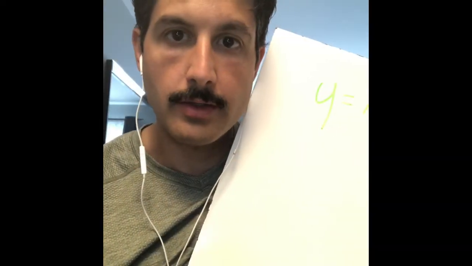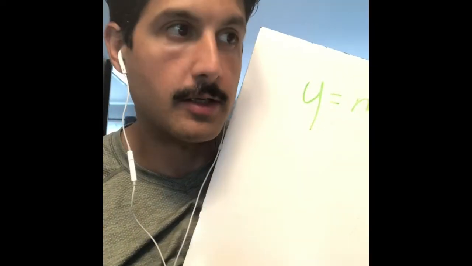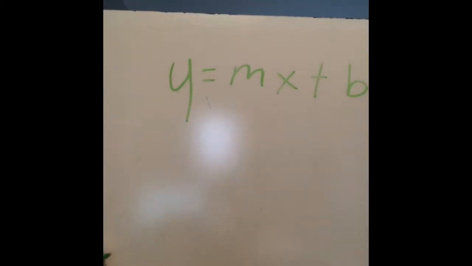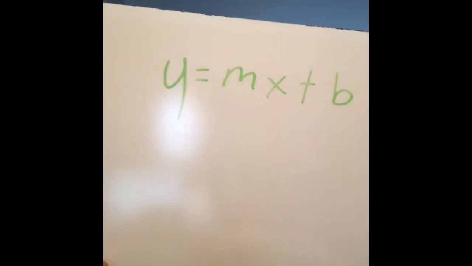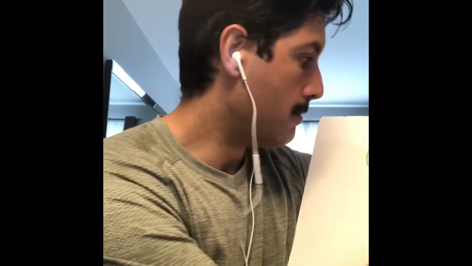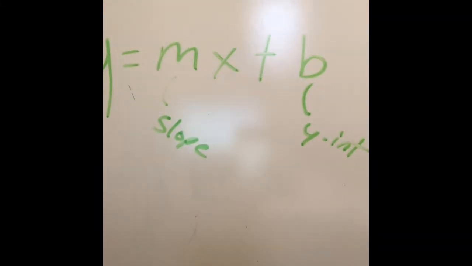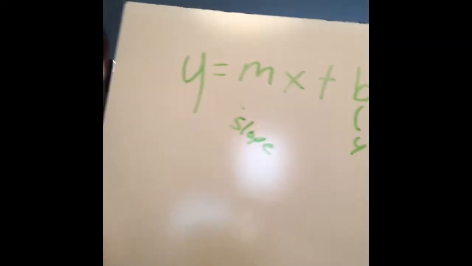So to start, let's get the lesson underway. The first section of the lesson is essentially looking at a line. And reminder, the line is y equals mx plus b, where m is the slope and b is the y-intercept. So m is the slope, b is the y-intercept.